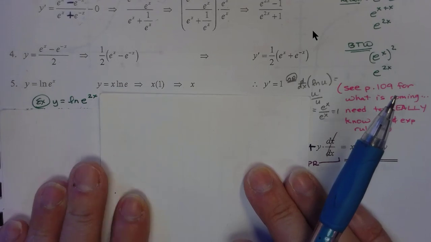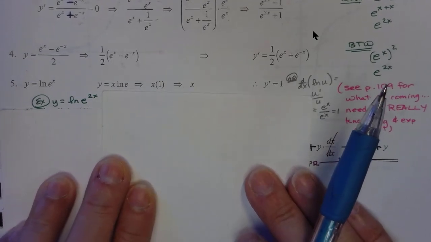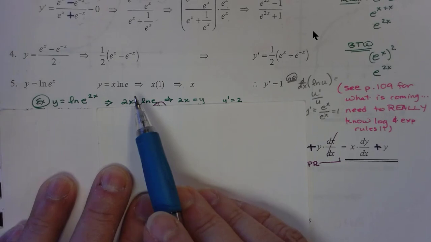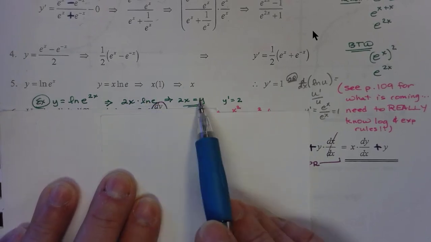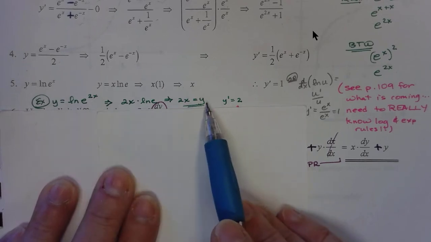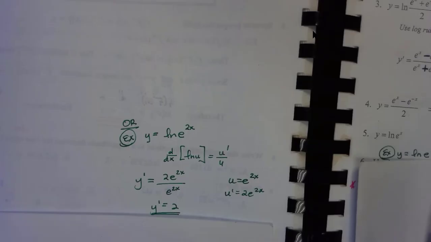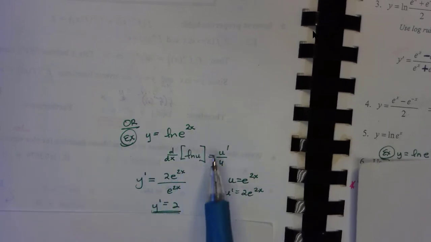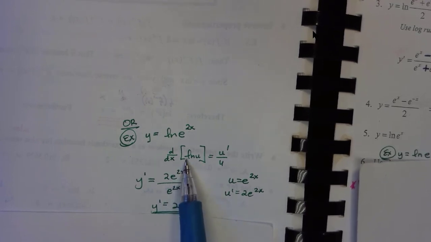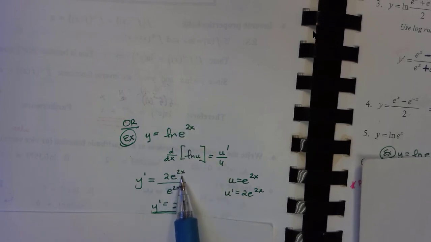All right, so let's take y equals natural log of e to the 2x. We're going to find the derivative. Remember, 2x can come down. That would be 2x times natural log of e. We know natural log of e is 1, so 2x times 1 equals our y, so y prime is 2. Another way to think of this problem, this is y equals natural log of e to the 2x. So the derivative with respect to x of ln u is u prime over u. U prime is 2 e to the 2x, and u is e to the 2x. Notice those will cancel, leaving 2.